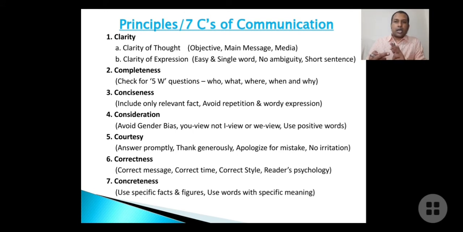Your thought has to have an objective, and the main message will be clear, crystal clear to the receiver, and the media must be reasonable, must be convenient, অর্থাৎ যে মিডিয়ার মাধ্যমে আমি মেসেজটা পাঠাচ্ছি সেটা সহজে যাতে রিসিভার পেয়ে যায়, এবং সে অনুযায়ী যেন সে ফিডব্যাক দিতে পারে. And clarity of expression, easy and single word, no ambiguity, short sentence.